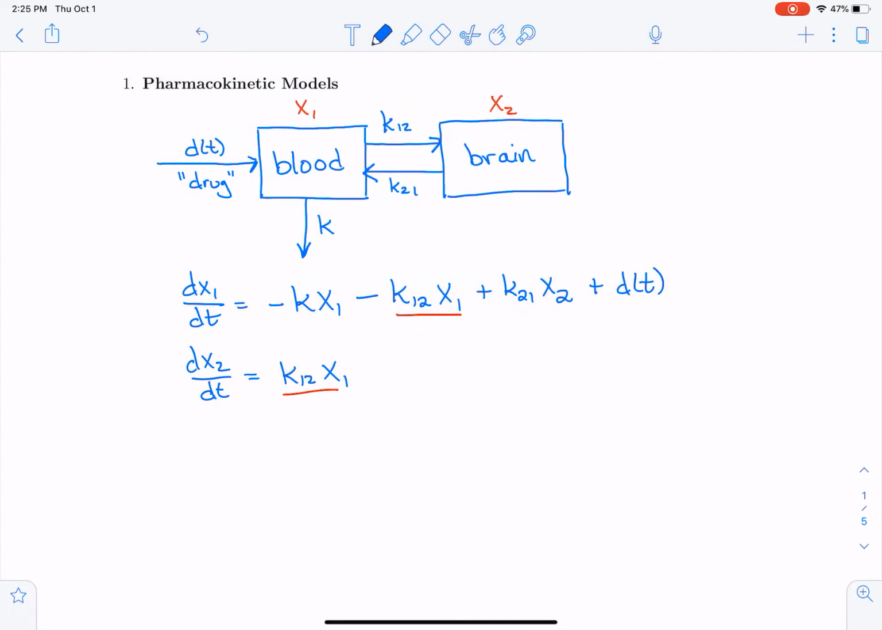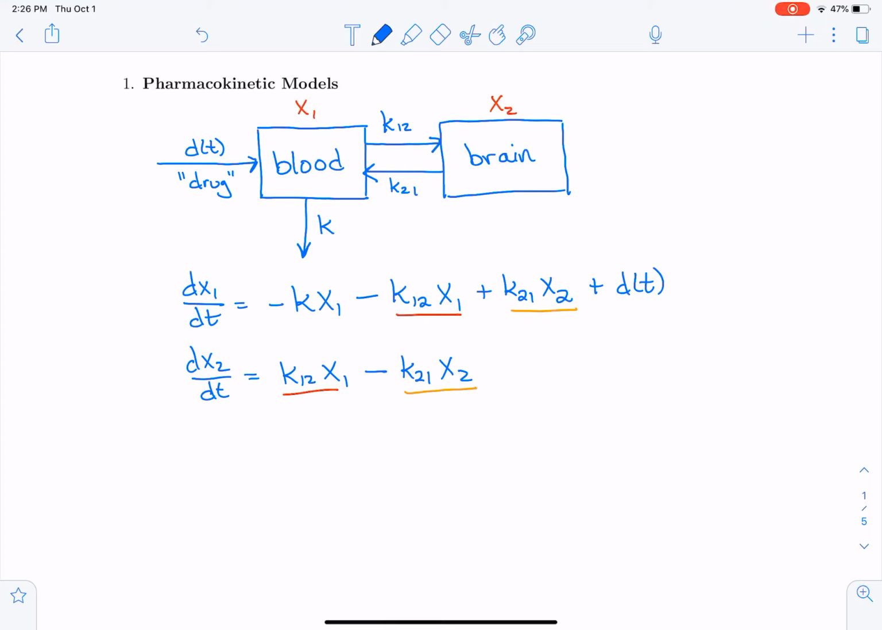Okay, and then plus the amount that's leaving the brain and going back into the bloodstream at a rate proportional to the amount that's in the brain. So K21 times X2, and that of course should be negative because it's leaving the brain. So essentially, what is being introduced into the bloodstream from the brain here is actually leaving the brain here. Okay, and so now we have a system of two differential equations, and that is tracking how much of the drug is in your bloodstream and in the brain at any particular time.